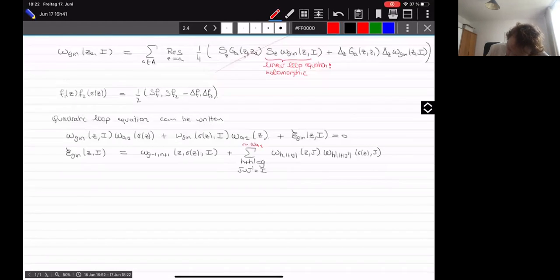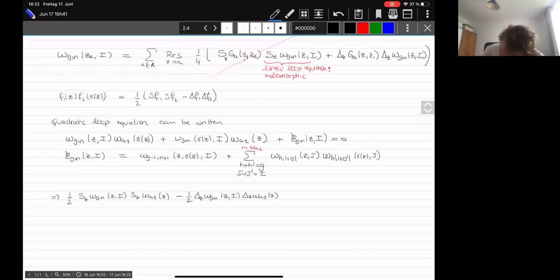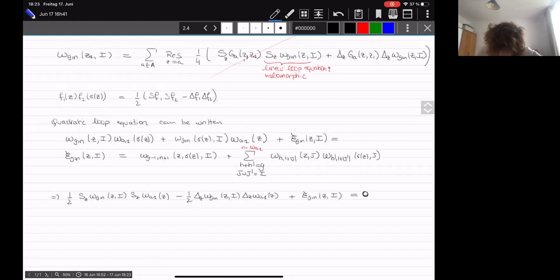And this I can write, given the little remark I had before, as a half of S_z omega g,n S_z omega 0,1 minus a half of delta_z omega g,n delta_z omega 0,1 plus E. It's not equal to zero, it was just a double zero when z goes to one of the zeros of the x.